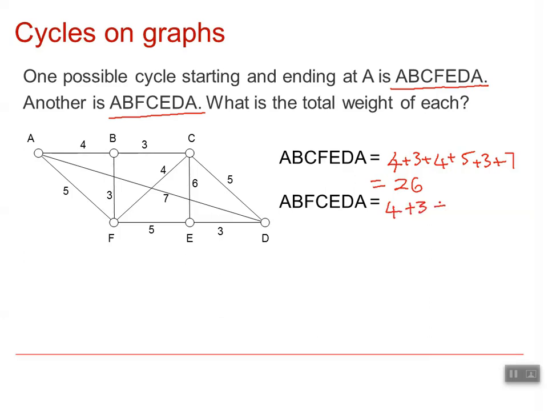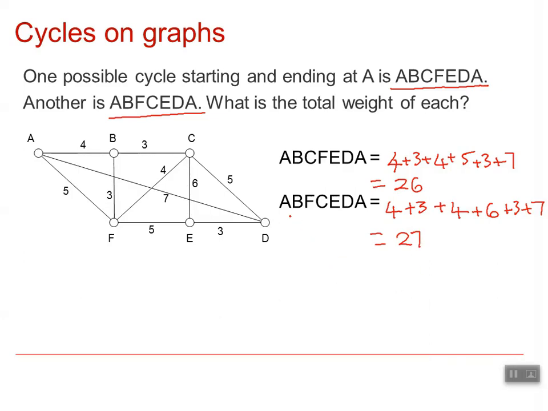Okay, so the next cycle, A to B is 4 plus 3, F to C is 4, C to E is 6, E to D is 3, and then D to A is again 7, which is a total of 27.